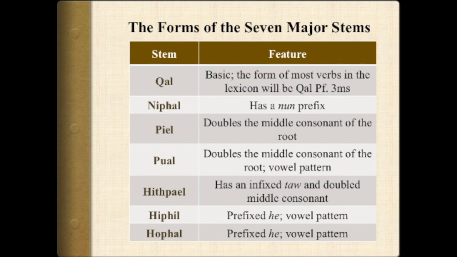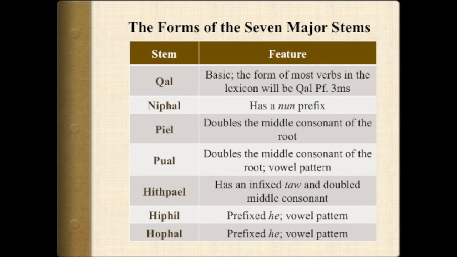The qal stem, as we have already said, is the most basic, qal meaning light. The form of most verbs in your lexicon will be the qal perfect third masculine singular. There are some exceptions, but that is generally what you will find. The nifal stem adds a nun prefix to that basic qal form, and in addition, the various vowels may change. For all of this, there is more detail in your Walker-Jones textbook.